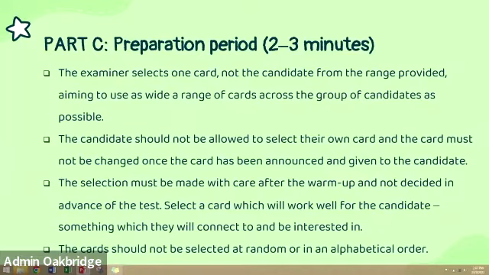And the examiner will choose a card that will work well for the candidate, something which you will be able to connect to and be interested in. Also, they will make sure the cards are not selected at random or in alphabetical order. For example, the first candidate comes in, I give card A. Second candidate comes in, I give card B. No, we don't do that. We won't follow the alphabetical order. We will mix up all of it and just choose what is suitable for the particular candidate.